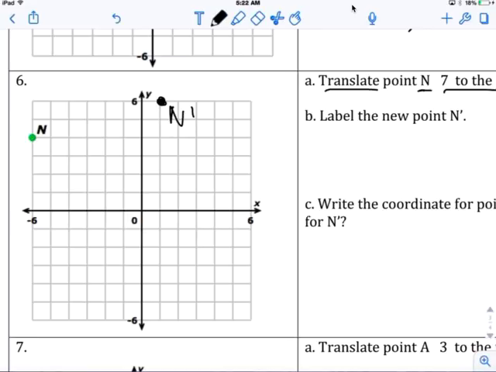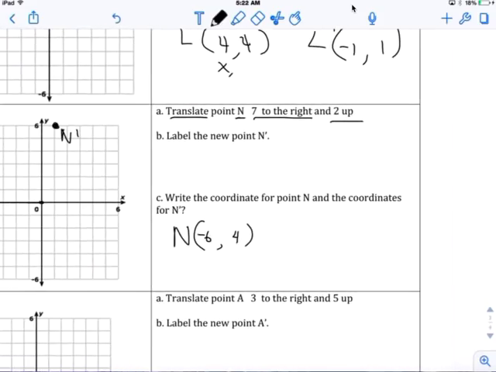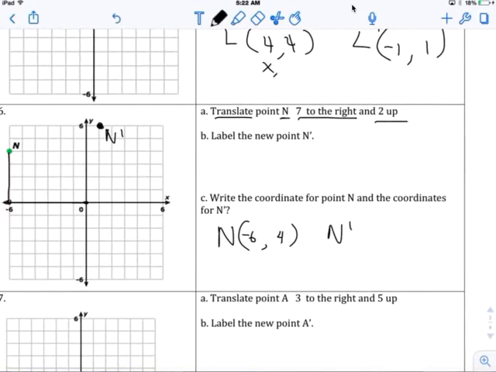Okay, write your ordered pair. N is 0 all the way down to -6. Go up to 4. N prime is X first, remember, then Y. Go along the X to 1 and go up to 6, right? Up to 6.